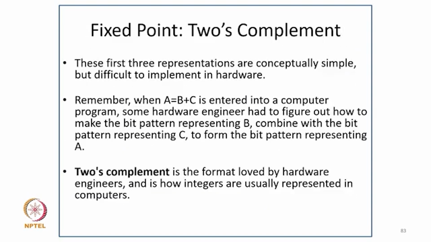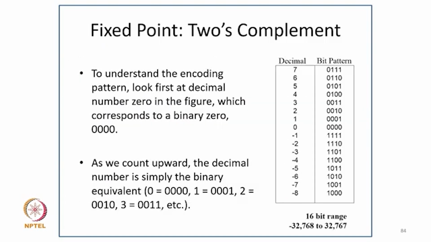32,767. Now coming to fixed point, like two's complement, these first three representations are conceptually simple but difficult to implement in hardware. So remember, when A equal to B plus C is entered into the computer program, some hardware engineer had to figure out how to make the bit pattern representing B combine with the bit pattern representing C to form a bit pattern representing A. The two's complement is the format loved by the hardware engineers and is how integers are usually represented in computers.